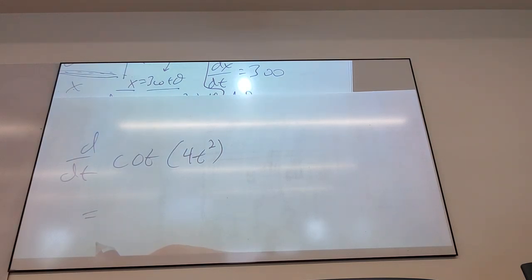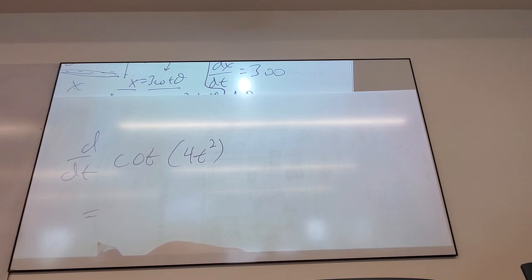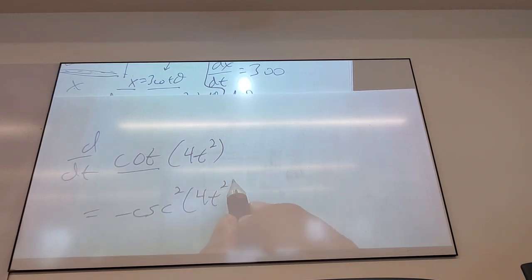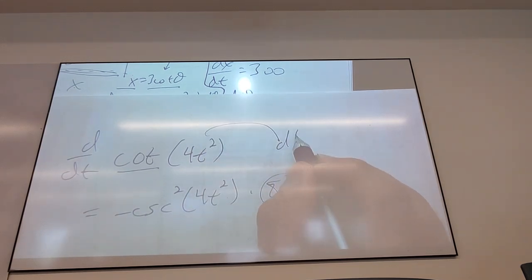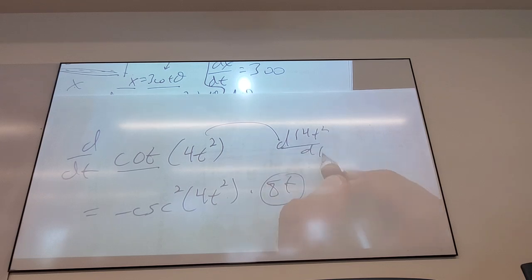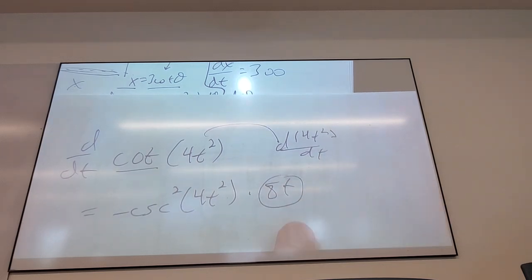What's the outside function? Negative cosecant squared. So that's negative cosecant squared of stuff times the derivative of 8t. And what is this? This is the derivative of 4t squared with respect to time, yes? That's just chain rule, correct?